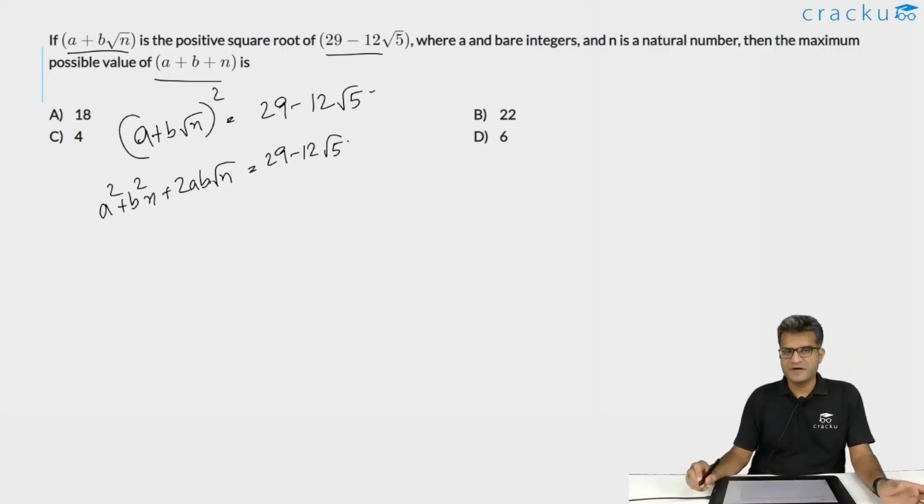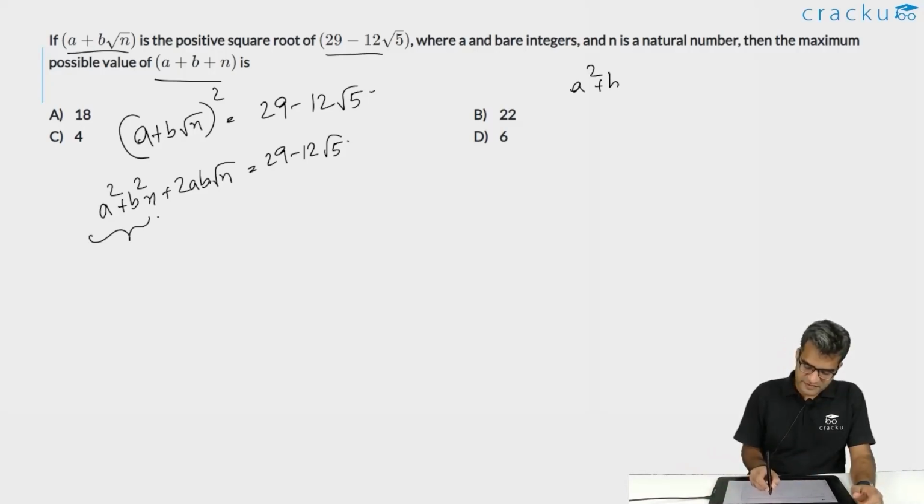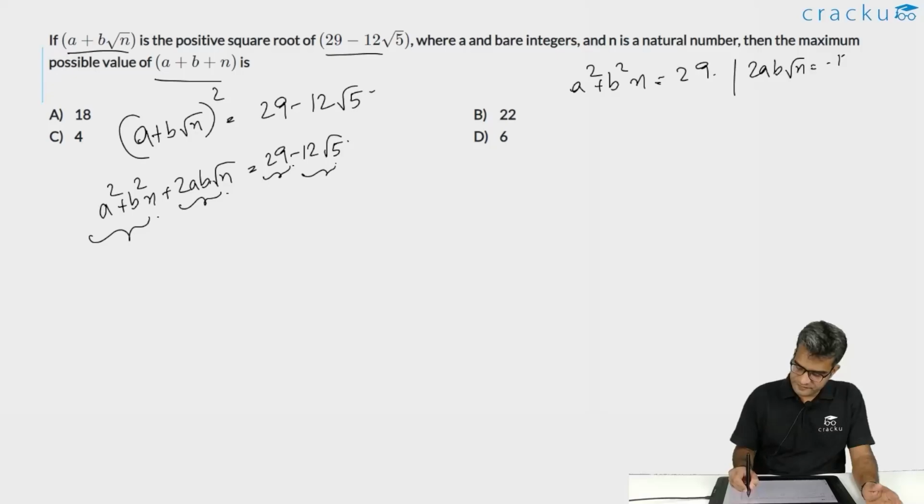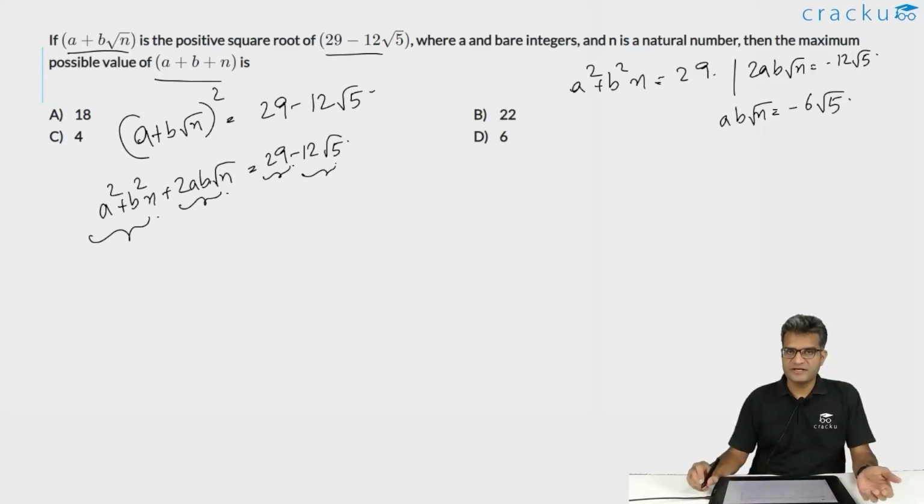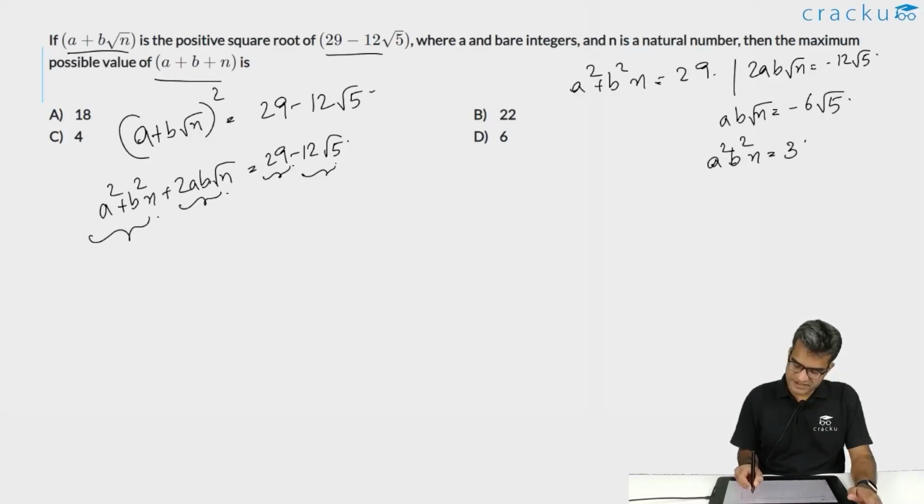If you are comparing the rational part and the irrational part, this is the rational part of the left hand side. So a square plus b square n has to be equal to the rational part on the right hand side, which is 29. And the irrational part on the left hand side is 2ab root n. So 2ab root n has to be equal to minus 12 root 5, or ab root n has to be equal to minus 6 root 5. If you are just squaring the second equation, you are going to get a square b square n is equal to 36 into 5, which is 180.